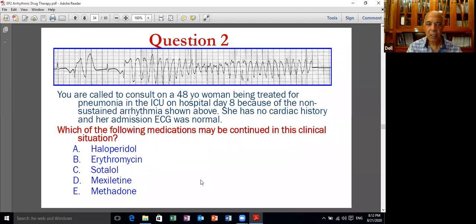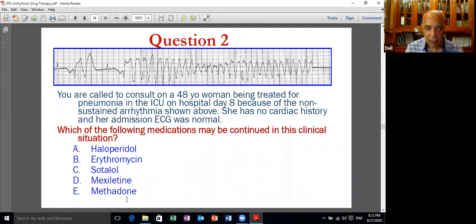Now, this is question number 2, which relates to torsade de pointes. You are called to consult a 48-year-old woman being treated for pneumonia in the ICU on hospital day 8 because of non-sustained arrhythmia that is shown above. She has no previous cardiac history, and her admission ECG was normal. She is on the following medications. Which one of them should be continued and which one should be stopped? The drugs are haloperidol, erythromycin, sotalol, mexiletine, and methadone.